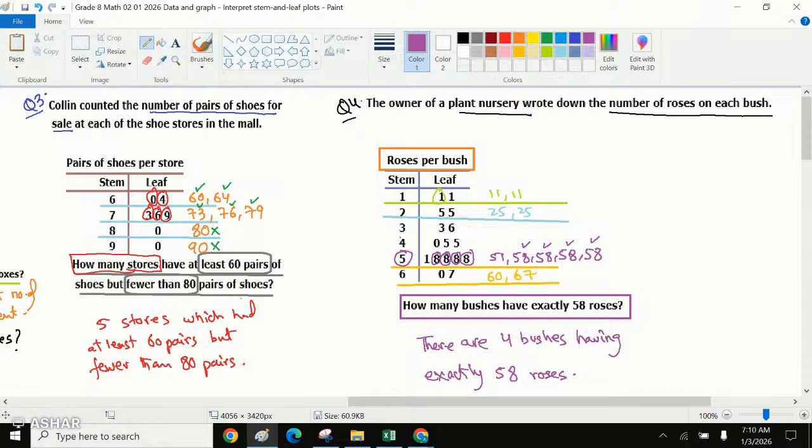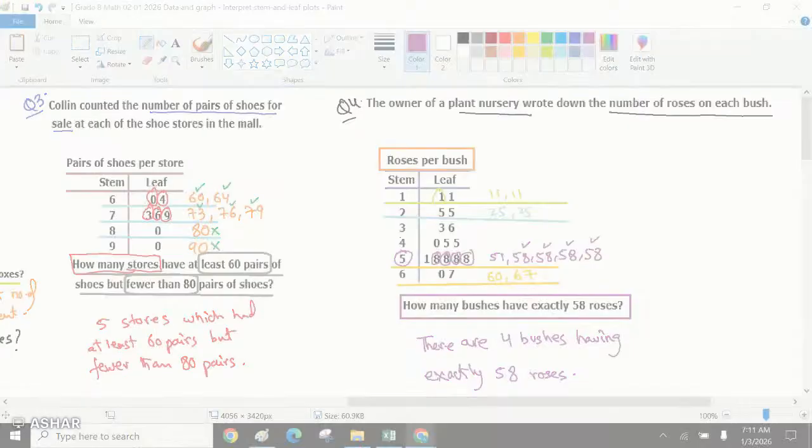We just need to read the stem and leaf diagram, right? Stem represents the tens, and the leaf would represent the units. That's how we read the graph. Okay. Moving on further, let's look at the next question.